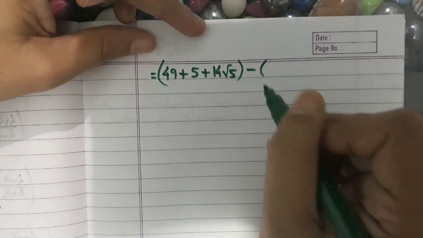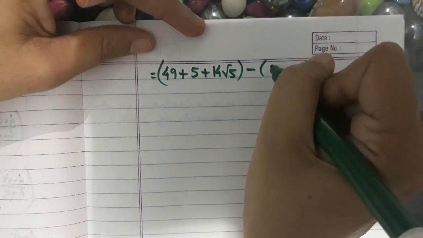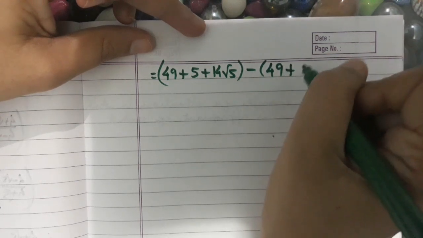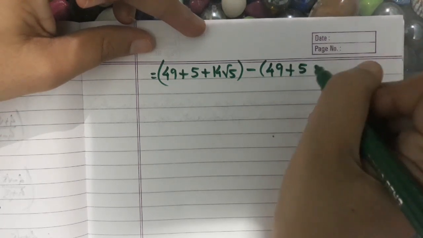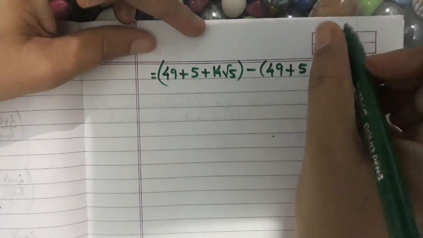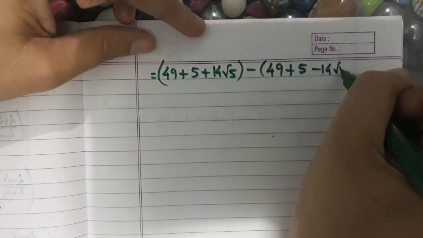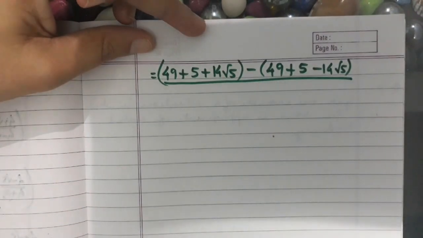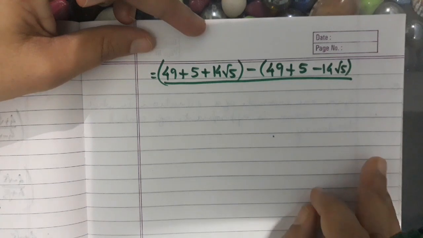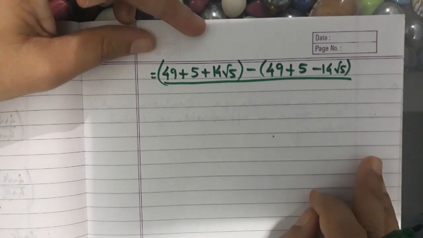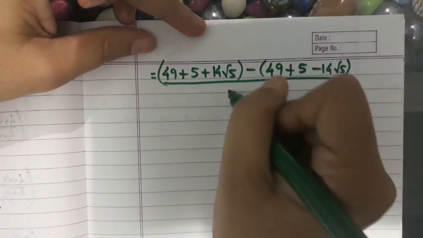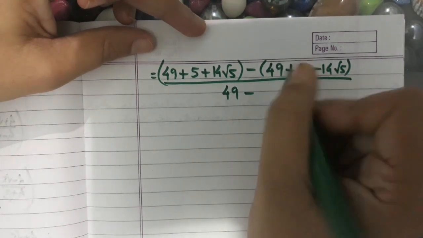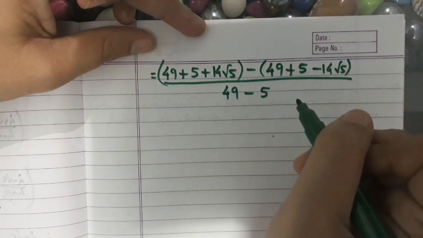Now we solve this (a minus b) whole square. So it would be 7 square, 49, a square plus root 5 whole square, that is 5, minus 14 root 5. And in the denominator we apply the identity (a minus b) into (a plus b). We know that it is a square minus b square. So it will become 7 square, that is 49, minus root 5 whole square, which comes out to be 5.